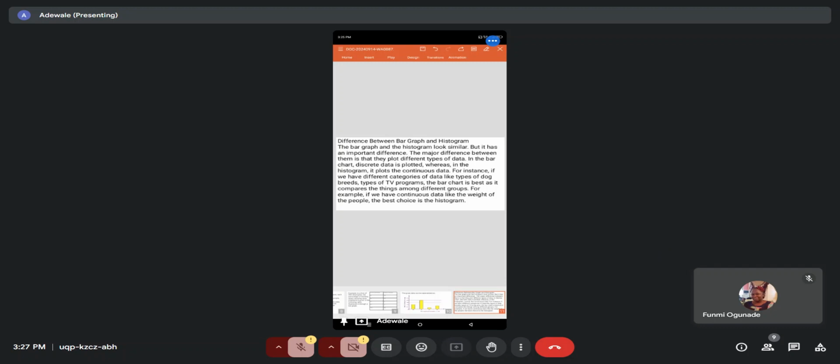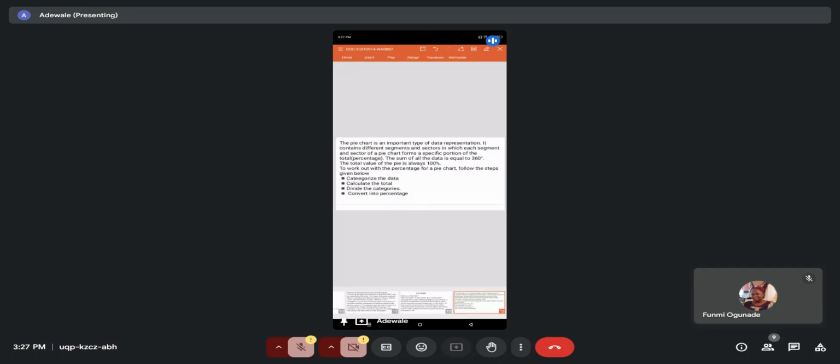To find out the composition of something, a pie chart works best. In most cases, pie charts replace other graphs like the bar chart, the line plot, the histogram, and so on. So the pie chart is an important type of data representation. It contains different segments and sectors, in which each segment of a pie chart forms a specific portion of the total percentage.